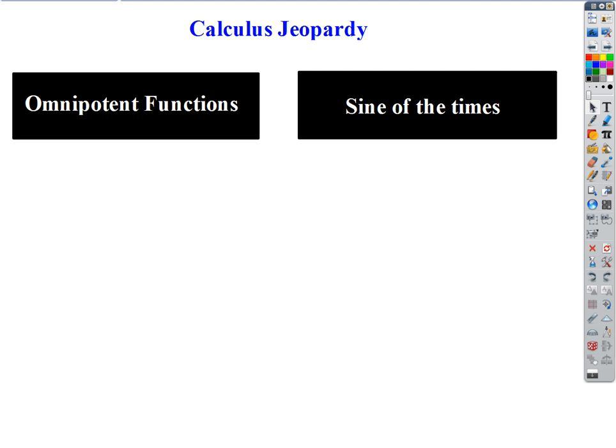Okay, so the way we play Calculus Jeopardy is just like normal Jeopardy. But I'm doing this to illustrate an important point here. We're launching into part 2 of our class.